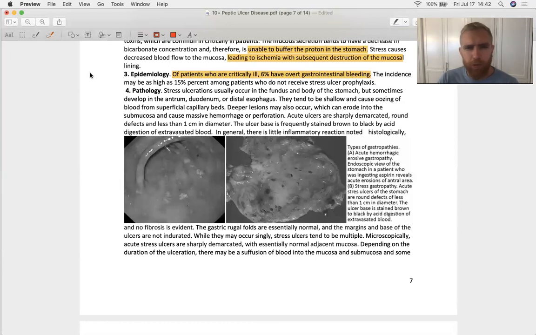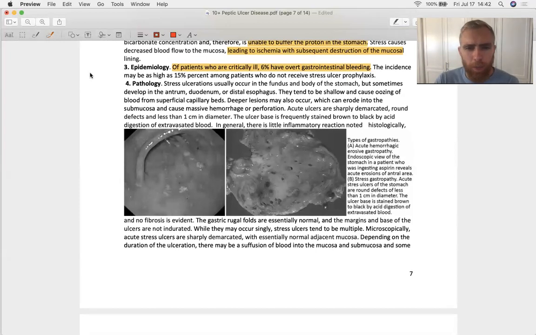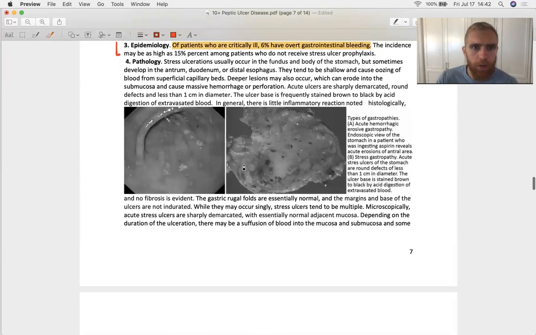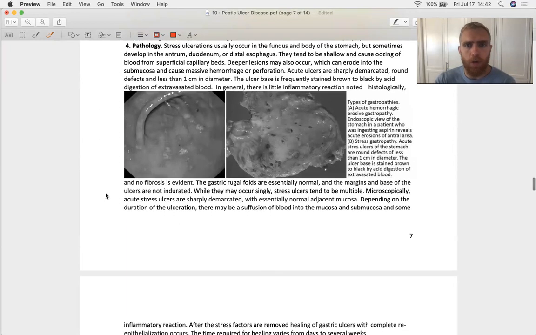So stress ulcers occur in critically ill patients, but there's not much of a rhyme or reason. I mean, this epidemiology section is 2 sentences long, so obviously there's a lot that we don't know about predispositions to stress ulcers. They usually occur in the fundus and body of the stomach. Please remember, the fundus is like the dome on top of the body of the stomach. They sometimes develop in the distal stomach or in the duodenum or even in the esophagus.